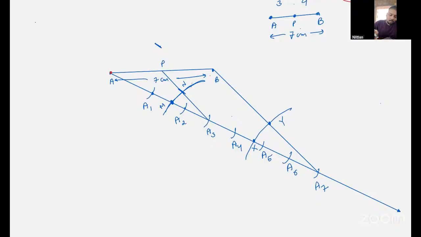Done. Now you have to measure AP and PB with the scale. Measure it and tell me the answer that you got. Can you repeat that? So you got a point P, which is the point on the line segment because of A3. Now measure AP and PB and tell me the answer. How much did you get for AP?